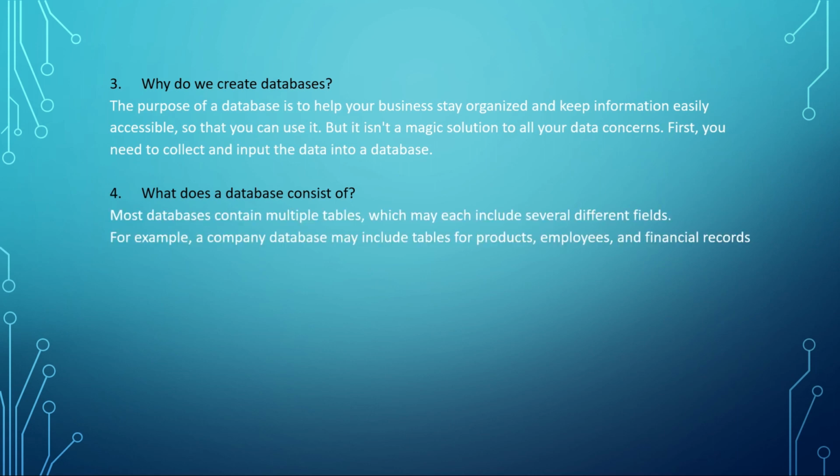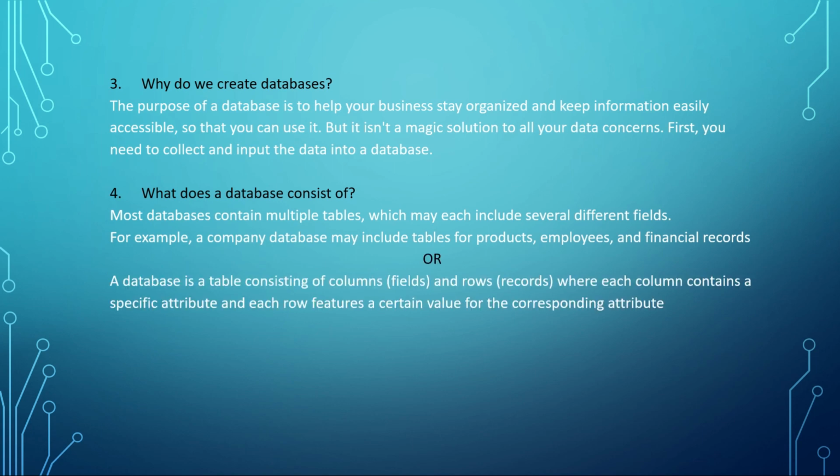What does a database consist of? Most databases contain multiple tables, which may each include several different fields. For example, a company database may include tables for products, employees and financial records. Or you can say that a database is a table that consists of columns. The columns are called the fields, and a row is called a record, where each column contains a specific attribute and each row features a certain value of the corresponding attributes.